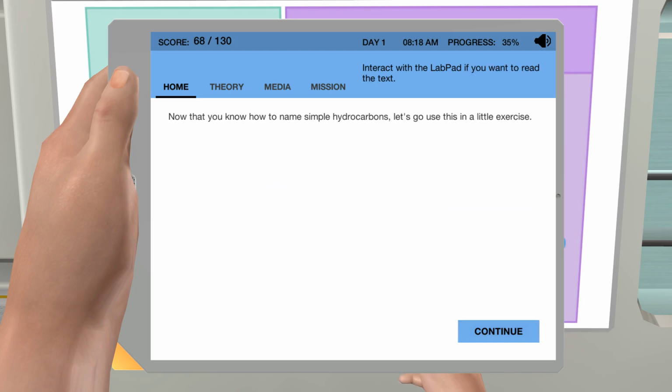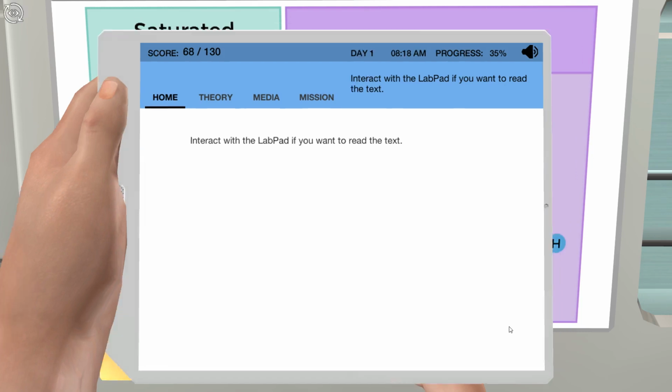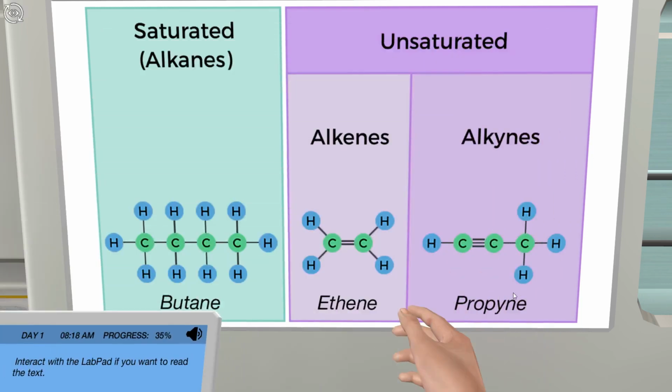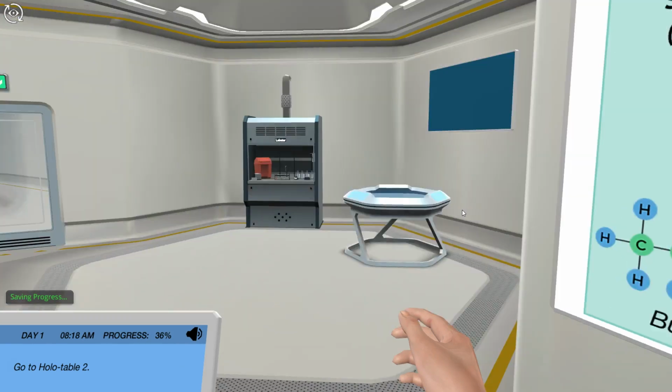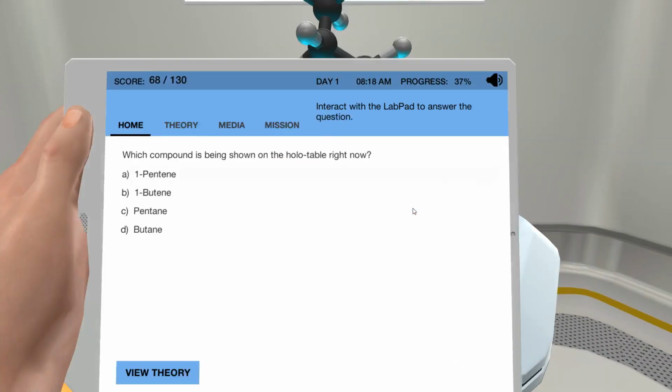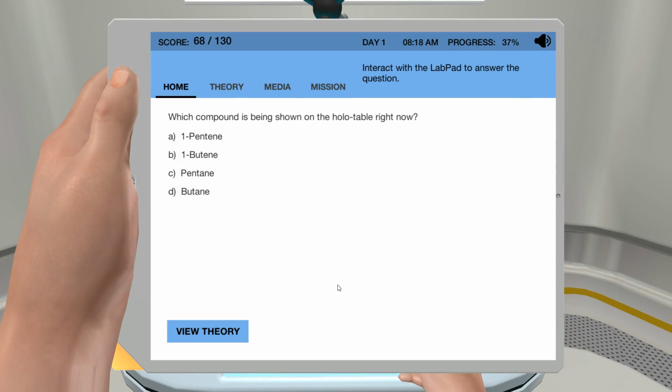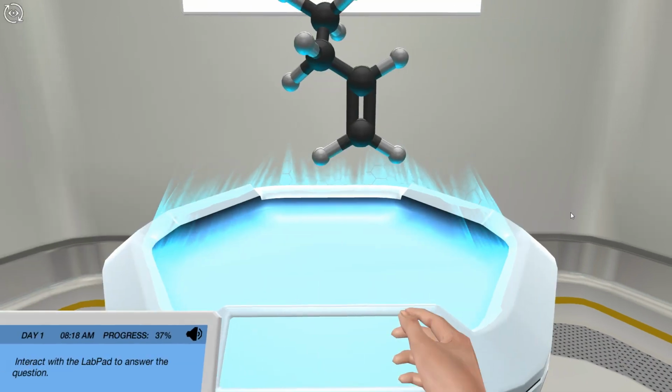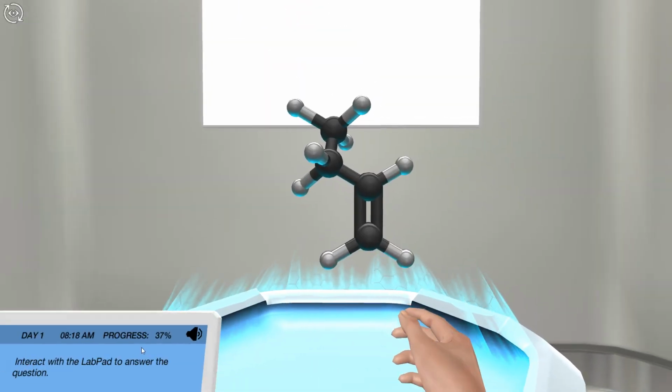Now that you know how to name simple hydrocarbons, let's go use this in a little exercise. Go to holo table 2. Which compound is being shown on the holo table right now? Interact with the lab pad to answer the question.